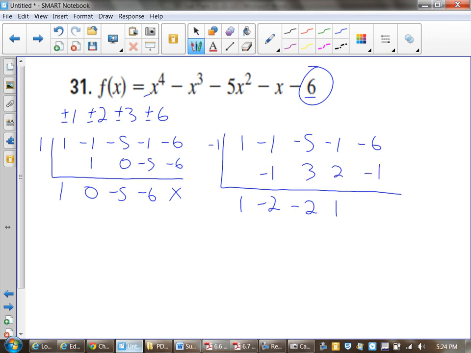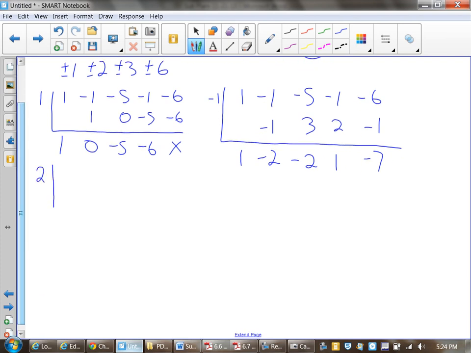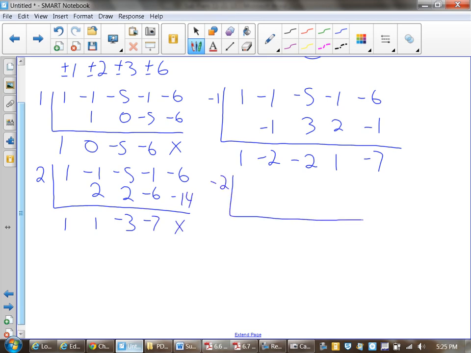Make sure I ain't lost my signs, and go to 2. So we have 1, 2, 1, 2, negative 3, negative 6, negative 7, negative 14, and it didn't work. Try negative 2: 1, negative 1, negative 5, negative 1, negative 6, 1, negative 2, negative 3, 6, 1, negative 2, negative 3, 6. There's my 0.